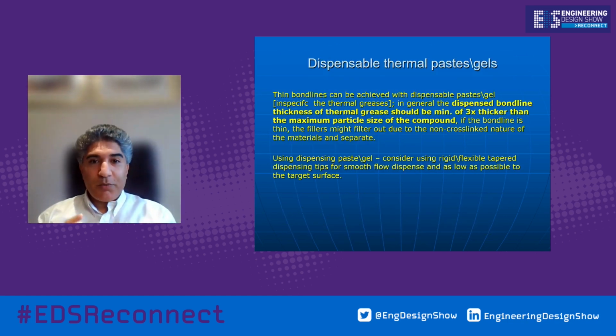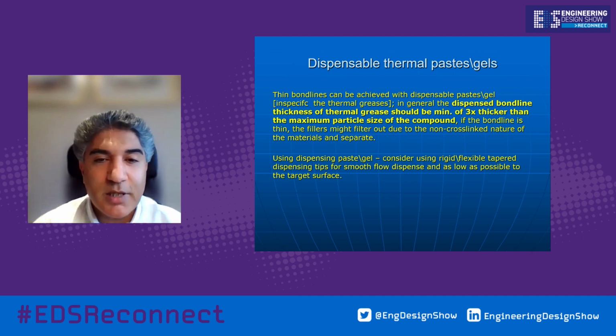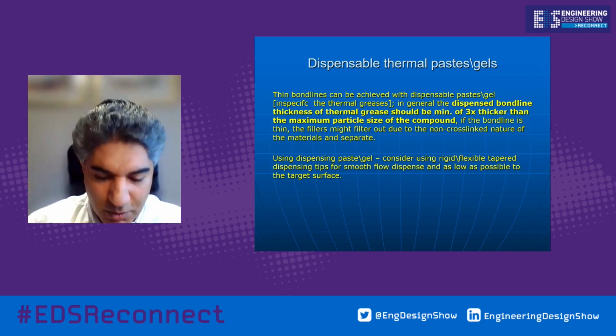Okay, when we talk about a thin bond line, typically there's a cross-linked polymer system, and the rule of thumb is 3 times the particle size of the filler of the paste. Anything less than that, 2 or 1, you break the cross-linked polymer and you get compression and particle separation. If you are going to use a thermal paste, please think about using a tapered tip for smooth flow dispensing.